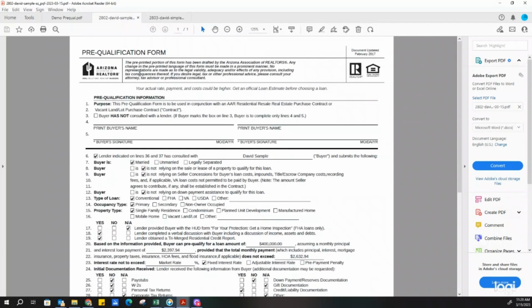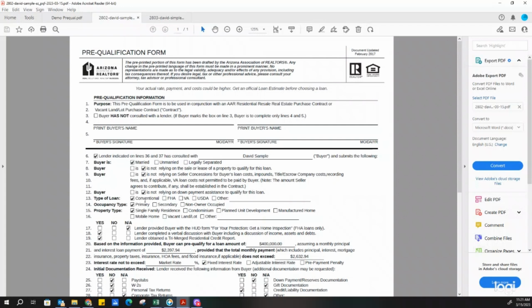Let's take a look at the Arizona Association of Realtors pre-qualification form. Now you can see that this form looks completely different than the other form. This is for David Sample, showing he's married, he's not relying on the sale or lease of a property, he's not relying on seller concessions, the buyer is not relying on down payment assistance. So already we're getting more information about this client and his financial situation. If he's married, is he relying on the sale or lease of a property? Is he relying on seller concessions?